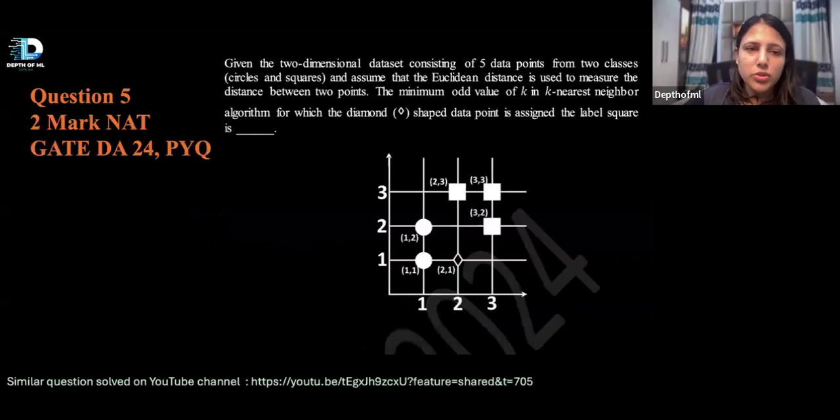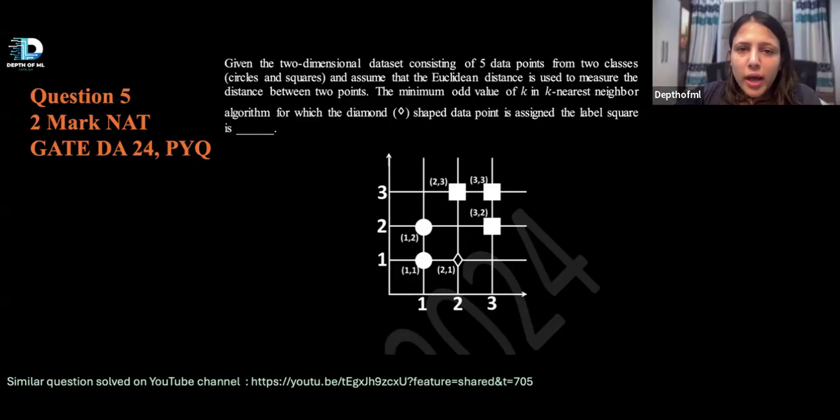Okay, now let's do question 5. This is a PYQ which was asked in GATE DA 24. This was a 2-mark NAT question. Also, I had solved a similar question on the YouTube channel in around January. People who watched it got benefit from this because they were able to do it very easily. Let me read out the question for you.